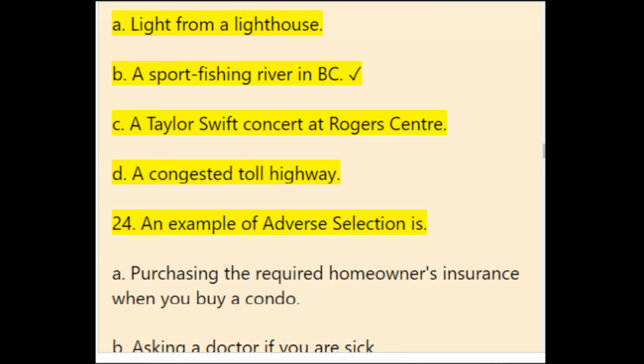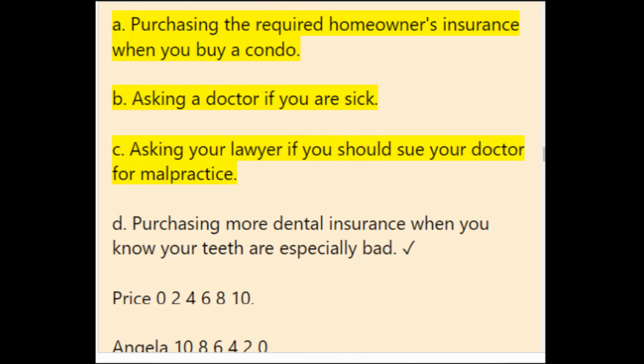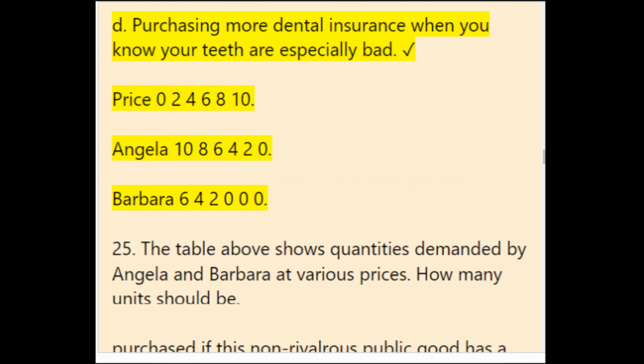24. An example of adverse selection is A. Purchasing the required homeowner's insurance when you buy a condo. B. Asking a doctor if you are sick. C. Asking your lawyer if you should sue your doctor for malpractice. D. Purchasing more dental insurance when you know your teeth are especially bad.